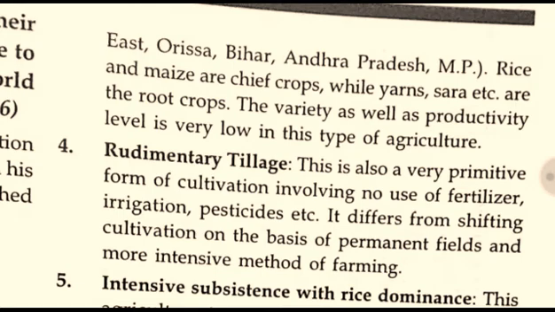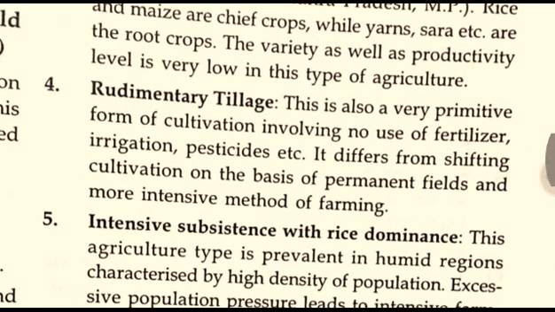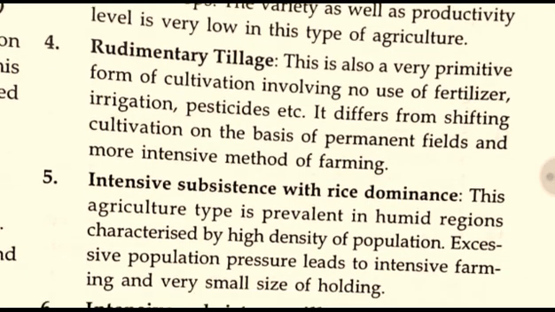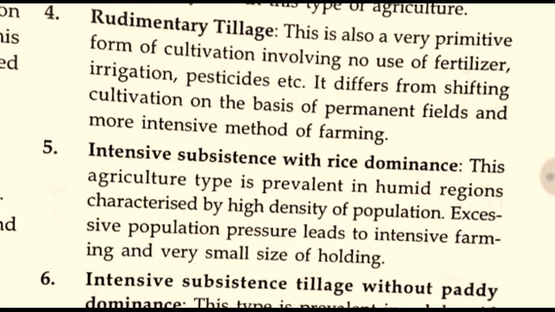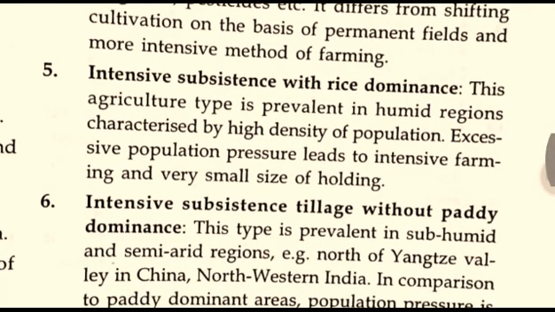Rice and maize are the chief crops, while yams, sarra, etc. are the root crops. The variety as well as the productivity level is very low in these types of agriculture. Next, rudimentary tillage. This is also a very primitive form of cultivation involving no use of fertilizers, irrigation, pesticides, etc. It differs from shifting cultivation on the basis of permanent yield fields and more intensive methods of farming.